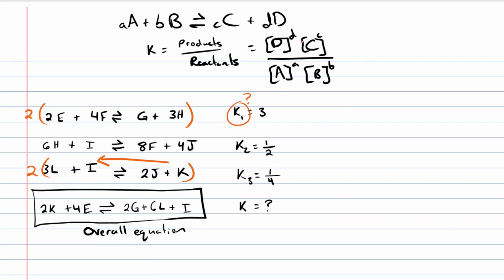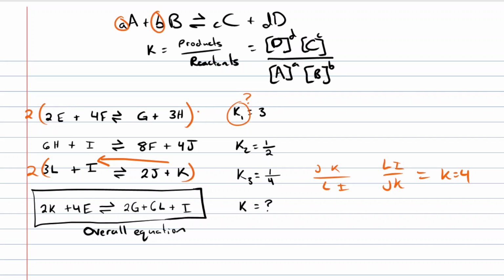So we already talked about reversing it is going to flip your equation, because now whatever was your product is now on the top. So instead of having JK over LI, we now have LI over JK. So now the K for this one is going to equal 4 just for the flipping part. What does changing the coefficients do? And that's where these come into effect.